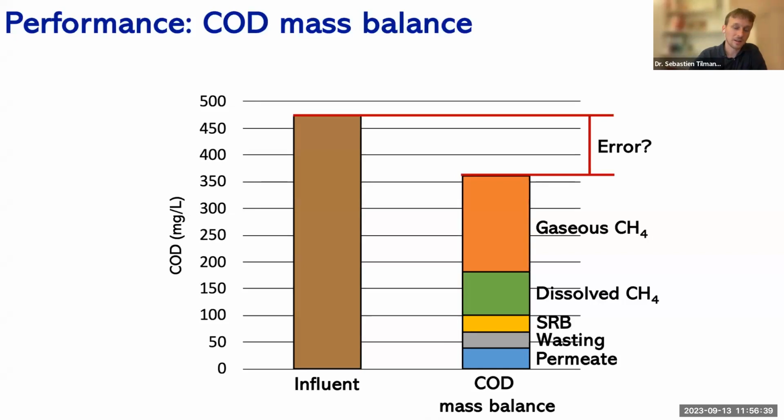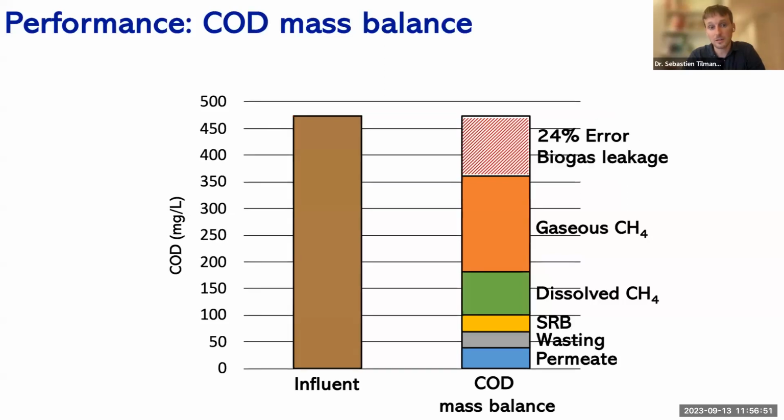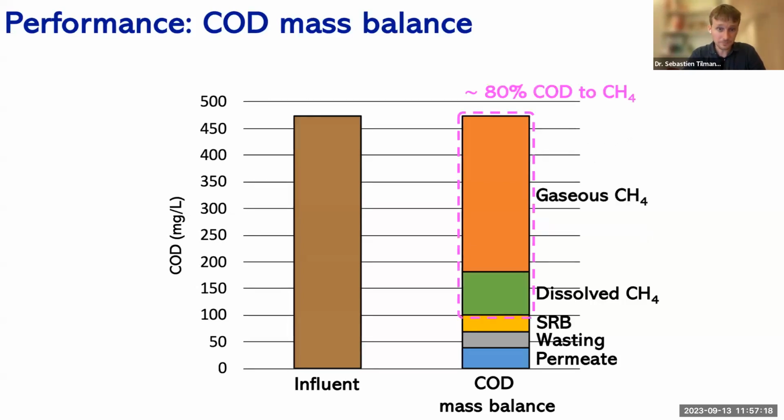But there's still something missing in this balance. And in this case, we attribute that to measurement errors and some fabrication defects in the reactor that are probably leading to biogas leakage. And this is the big caveat and the acknowledgement that we have to make here: if we leak biogas, then we're not necessarily improving the climate outcome of this system, because methane is a powerful greenhouse gas. But if we engineer these systems to capture the biogas appropriately, which we know how to do, and it's done at full scale, then we have all of this COD that's going to methane.